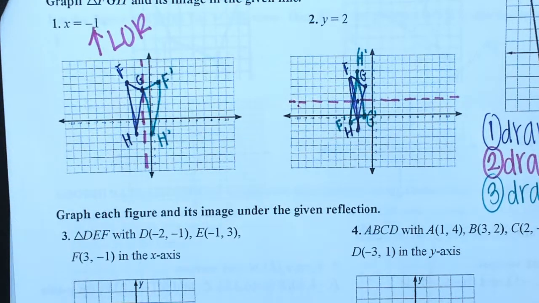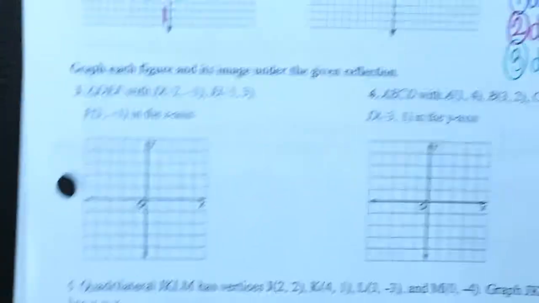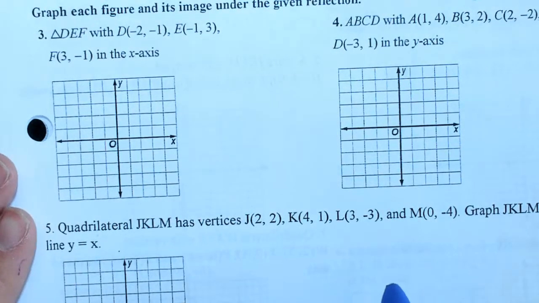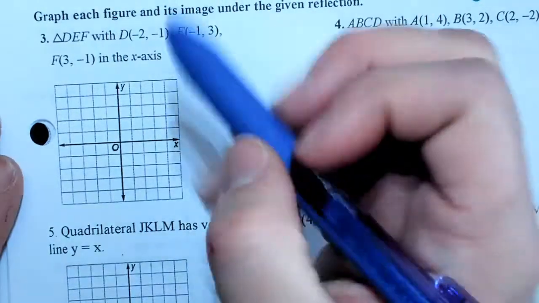Okay? So, step 1 on number 3. Go plot your original image. So, use color number 1, and let's go plot our original image. So, all I'm going to do is plot these 3 points.